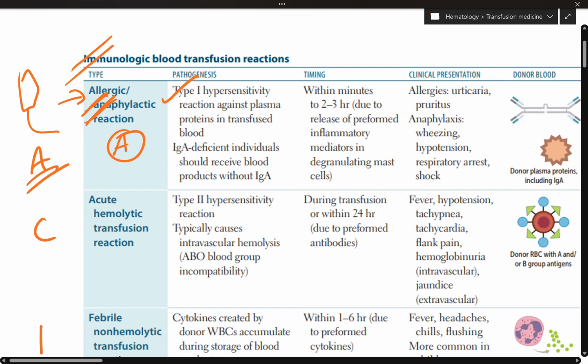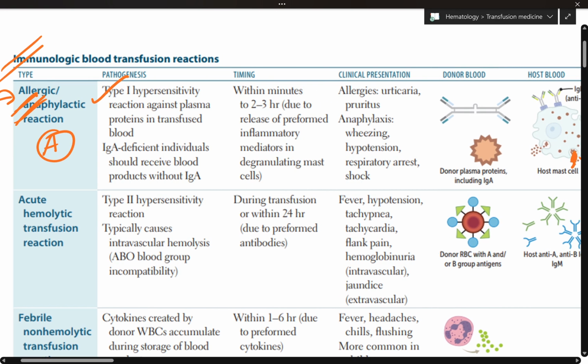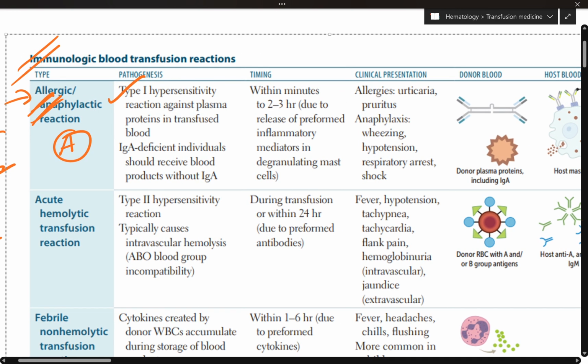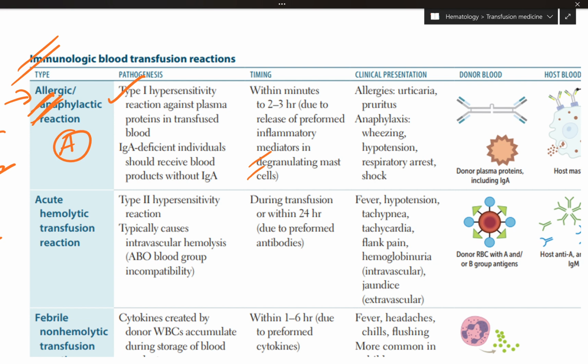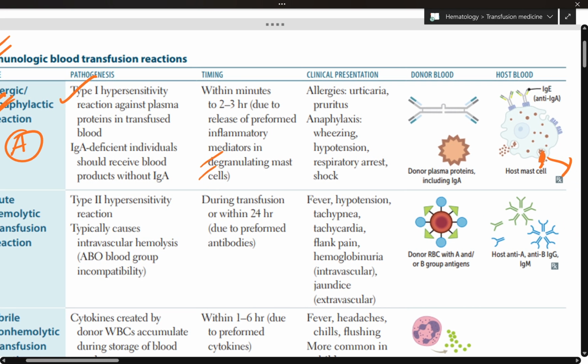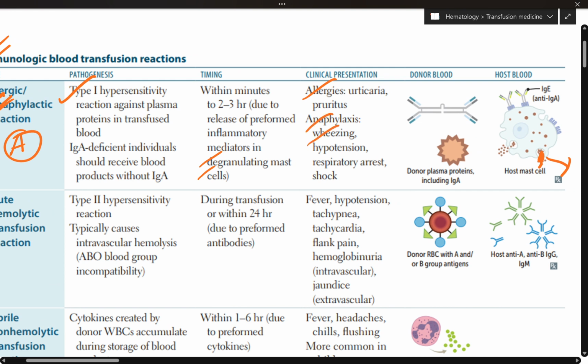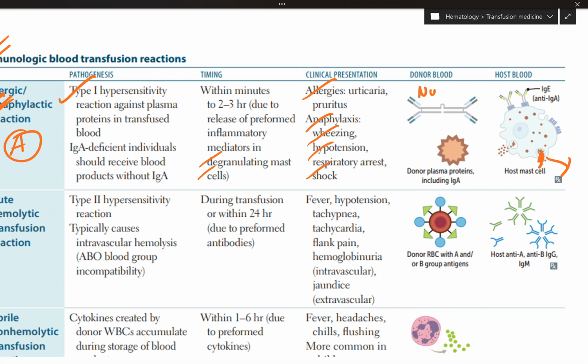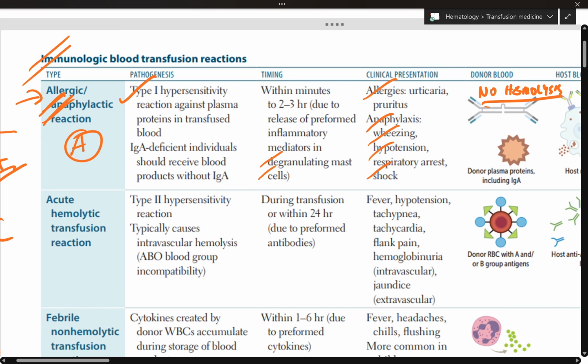And with this type 1, what happens? It happens within minutes to 2 to 3 hours, and inflammatory mediators are released and degranulation of mast cells happens. It clinically presents as urticaria, pruritus, anaphylaxis, wheezing, hypotension, respiratory arrest, and shock, but there will be no hemolysis here. No hemolysis in allergic or anaphylactic reaction, so just know that it's not a hemolytic reaction.